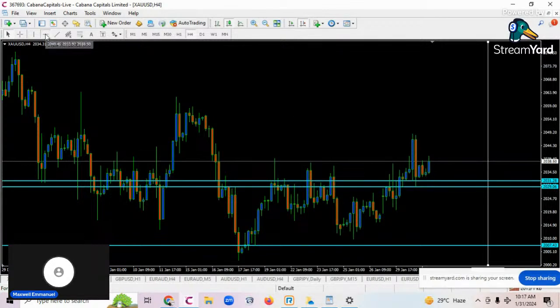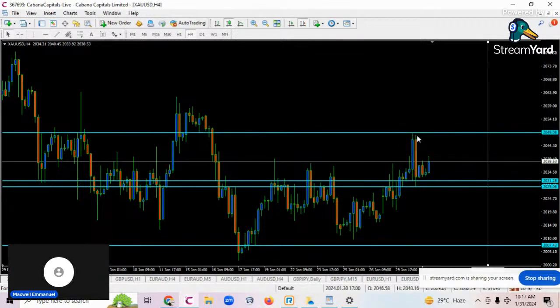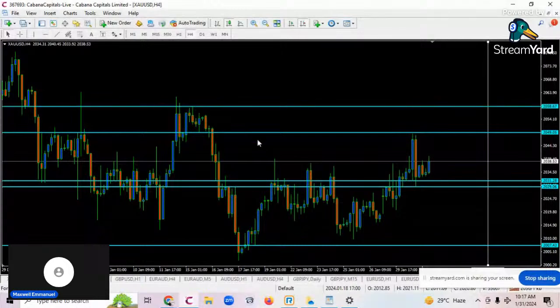The bulls are still in control, and they might push price up to this level to clear liquidity. We have stop losses at this level that need to be cleared. So there's a high probability for gold to hit this level. If it breaks this level, it will aim for the next area of liquidity, which will be at this level.